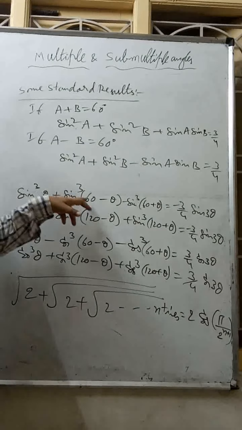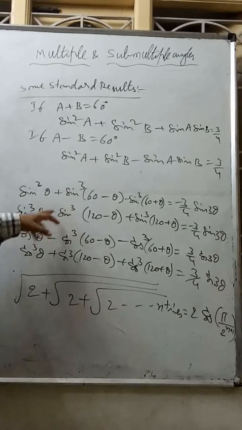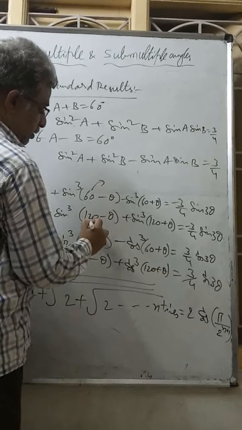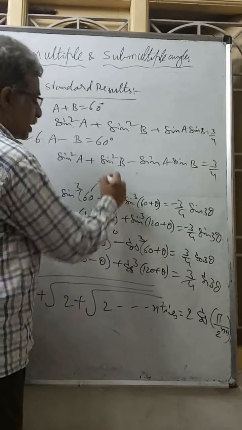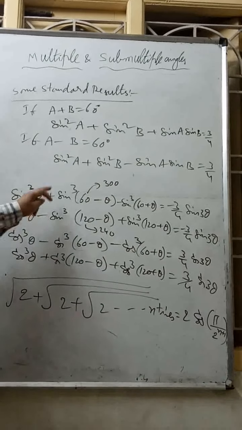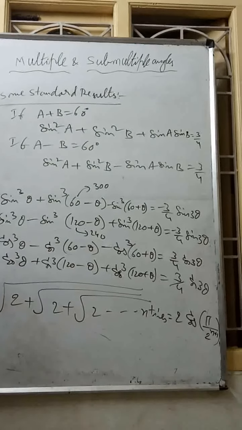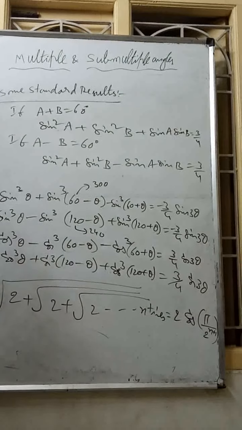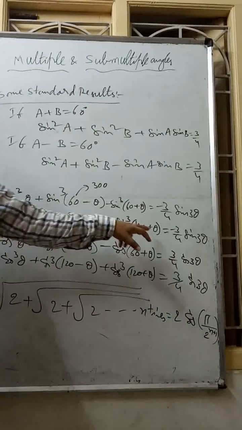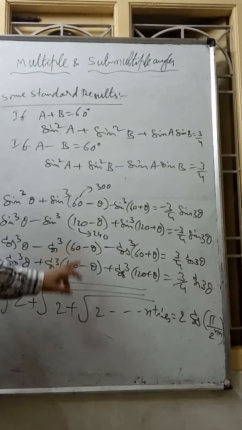And instead of 60, if I keep 240, means instead of 120 I can keep 240 and instead of 60 I can keep 300. It doesn't change. Means sin cube theta plus sin cube of 300 minus theta minus sin cube of 300 plus theta is also minus 3 by 4 sin 3 theta. Similarly, sin cube theta minus sin cube 240 minus theta plus sin cube 240 plus theta is minus 3 by 4 sin 3 theta. Same for cos also.